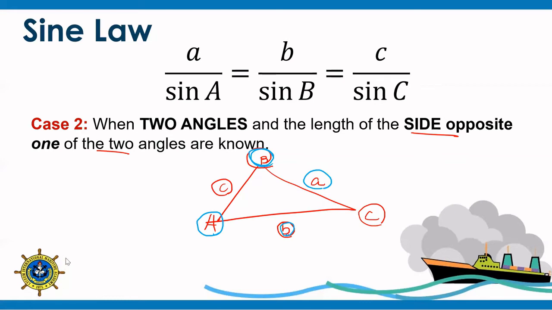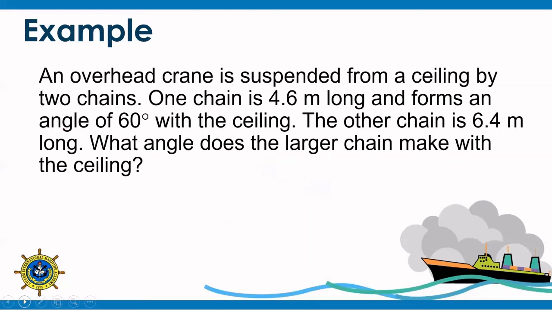Okay, so kung tapos na po tayo mag-screenshot, let's move on to our first example. An overhead crane is suspended from a ceiling by two chains. One chain is 4.6 meters long and forms an angle of 60 degrees with the ceiling. The other chain is 6.4 meters long. What angle does the larger chain make with the ceiling?